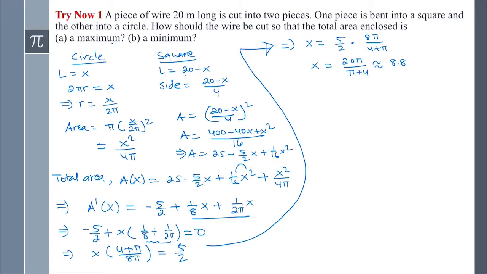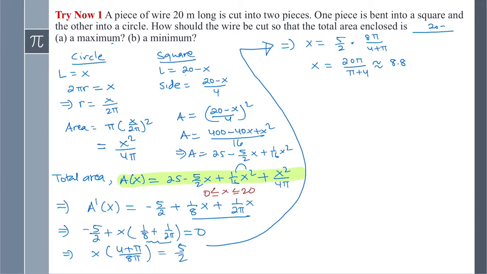Now, a couple of things here. We need to take the endpoints, which means we have a wire of 20 meters. So if we don't cut it into any pieces, or if we take the whole thing. If we look at the domain for this area function, the domain of interest for the x value is between 0 and 20.